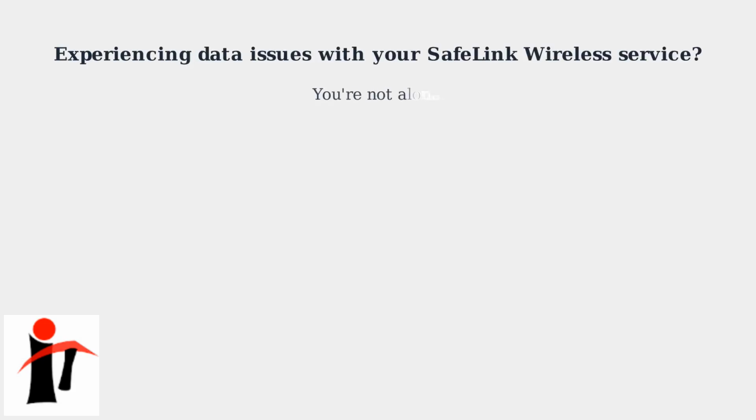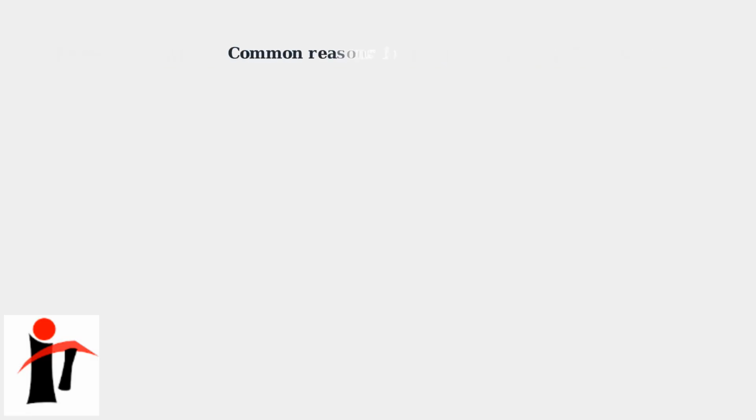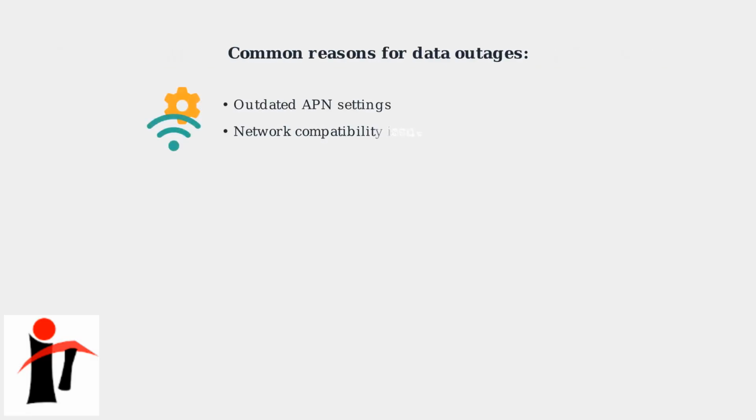Experiencing data issues with your SafeLink Wireless service? You're not alone. Many users, especially on older Android devices, encounter problems due to outdated APN settings, network compatibility issues, or even temporary glitches during carrier switches.